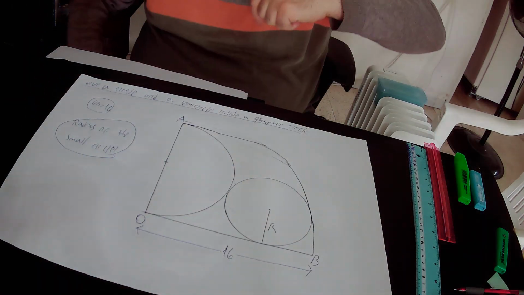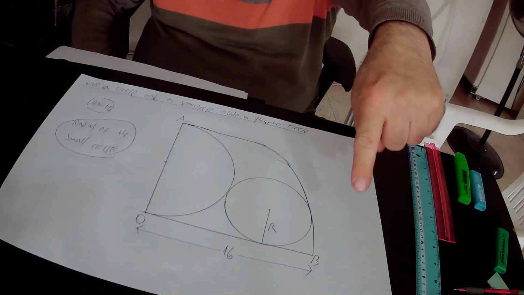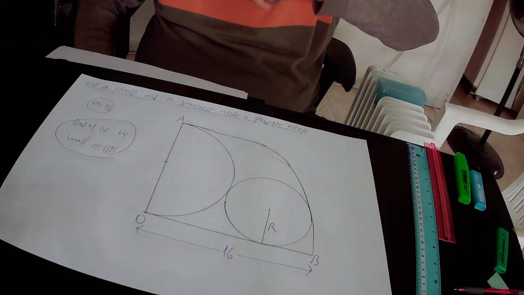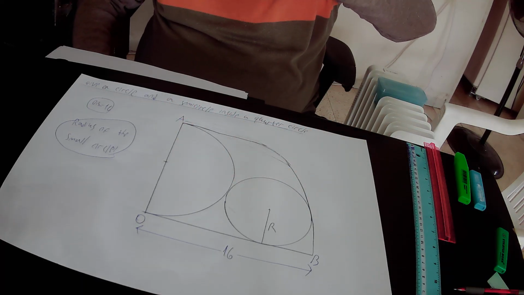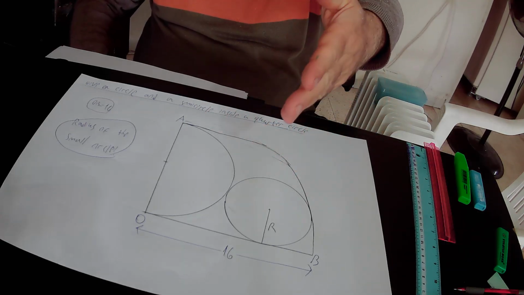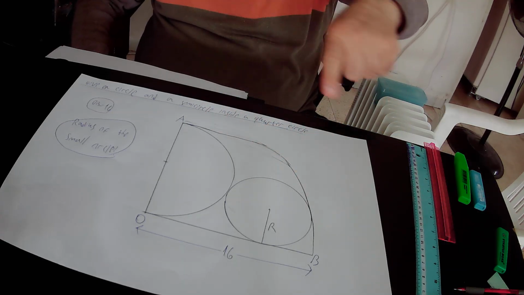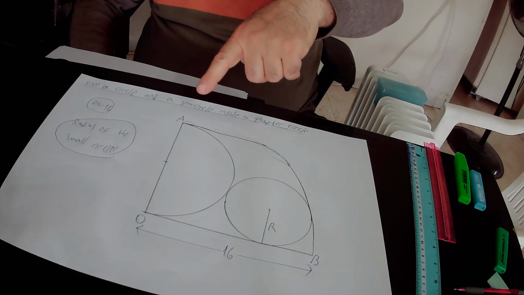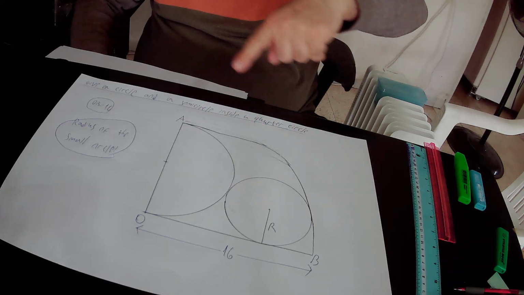Now in this lecture we'll find out the radius of the small circle. In the drawing we have a quarter circle, AOB. We know that side OB equals 16 units, that is to say the radius of this quarter circle equals 16 units.